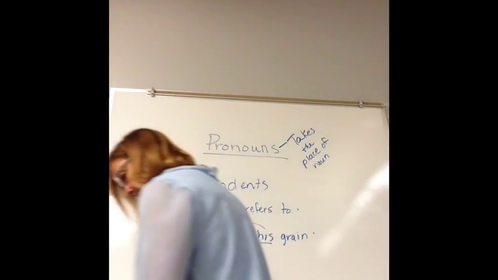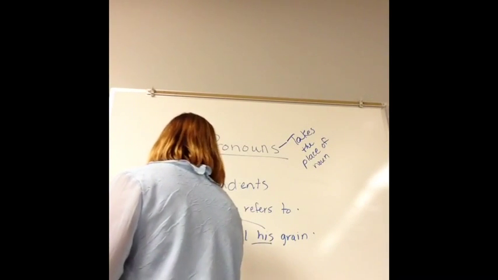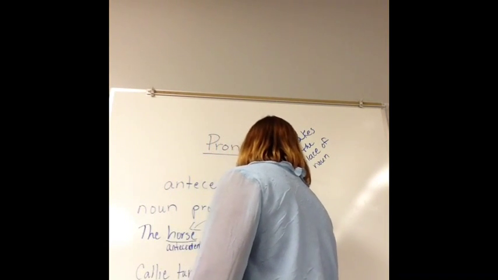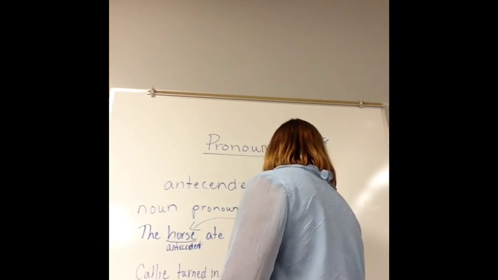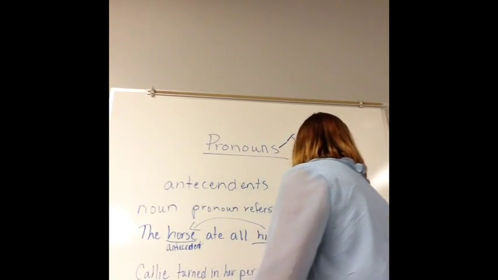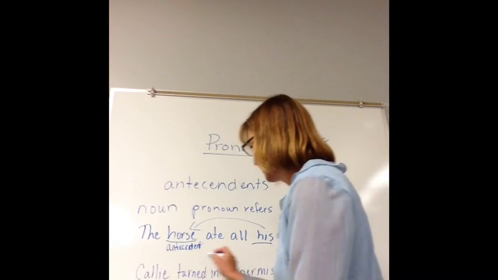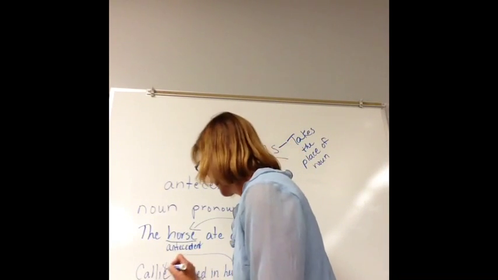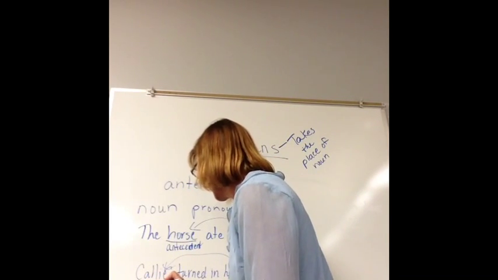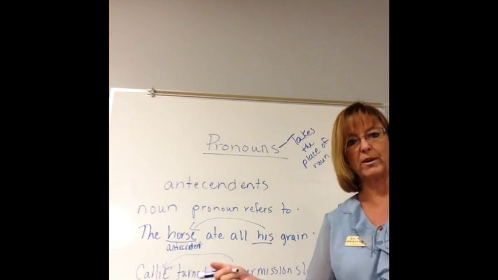One more. Callie turned in her permission slip. So, her is a pronoun. Who does her refer to? Callie. So Callie is the antecedent. It's the noun that the pronoun is referring to in the sentence.